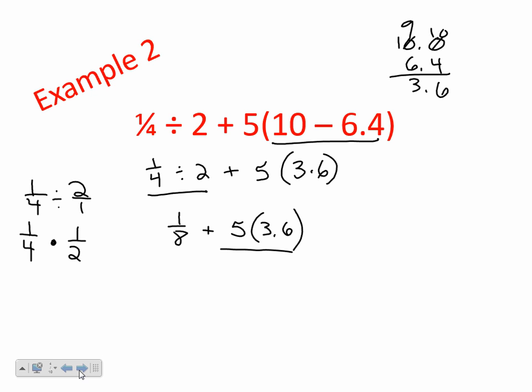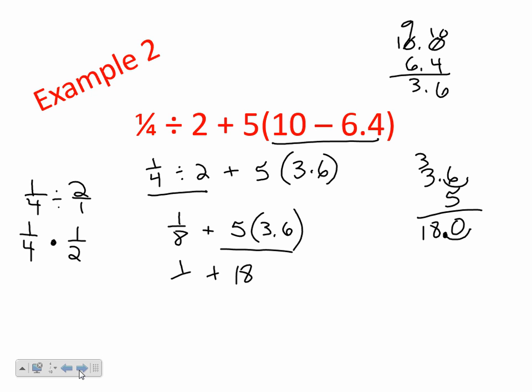Let's multiply. Come back to the decimal side. 3.6 times 5. How do I multiply a decimal? You multiply like normal, and then you just count your decimal places. How many decimal places do I have this time? 1. Okay, so 5 times 6 is 30. So 5 times 3 is 15, 18. How many decimal places? 1. 18.0 is the same thing as 18.